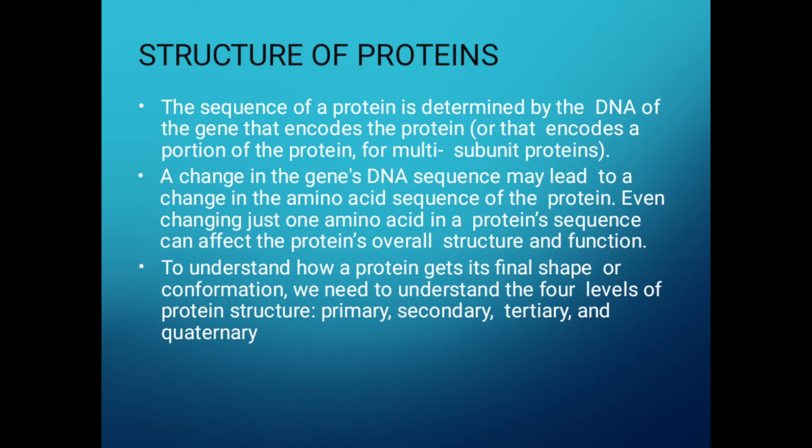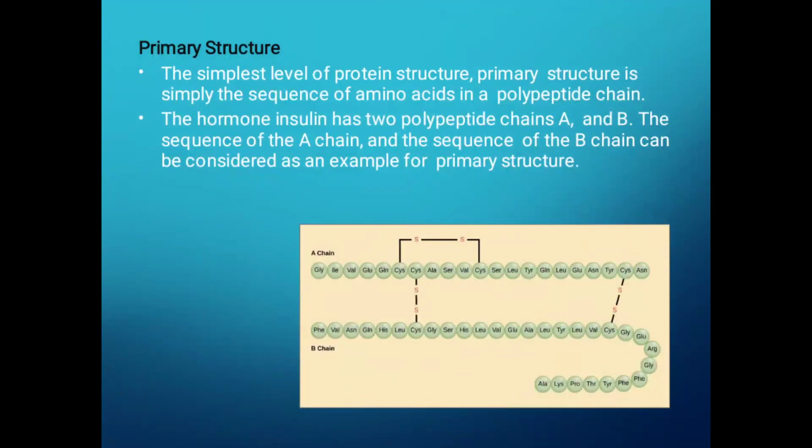To understand how a protein gets its final shape or conformation, we need to understand the four levels of protein structure, that is primary, secondary, tertiary and quaternary. So first we are going to discuss primary structure, the simplest of protein structure. Primary structure is the simple sequence of the amino acids in a polypeptide chain.